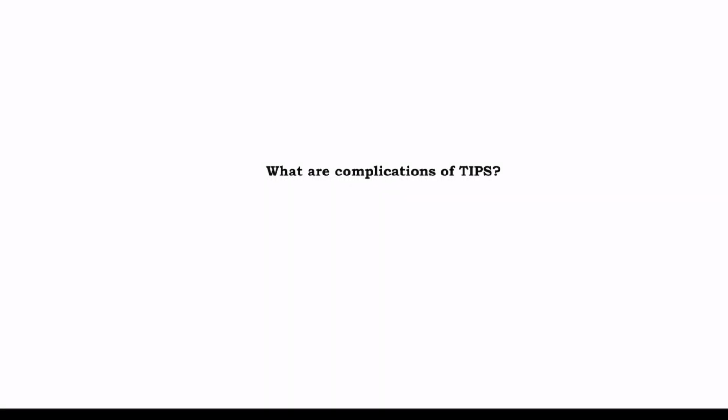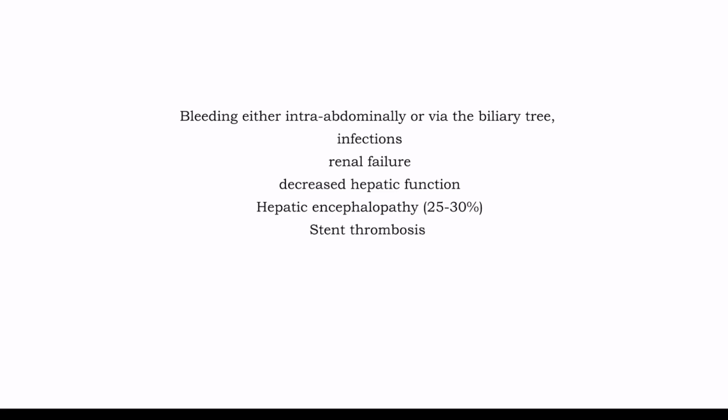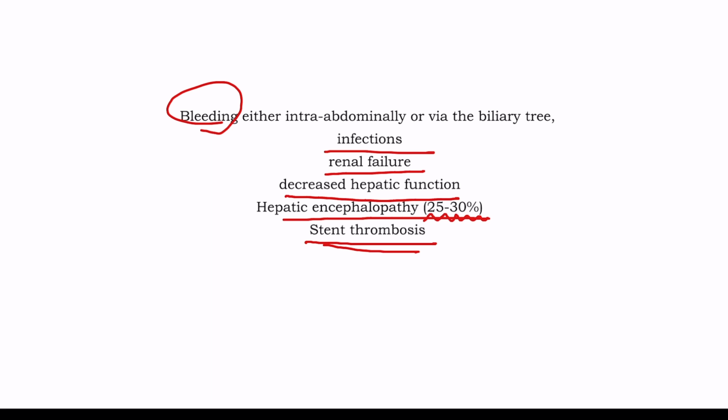What are the complications of TIPS? Bleeding either intra-abdominally or via the biliary tree, infections, renal failure, decreased hepatic function, and hepatic encephalopathy in 25 to 30%. Also, post-TIPS, impure blood enters the systemic circulation, and stent thrombosis can occur due to the narrow diameter.